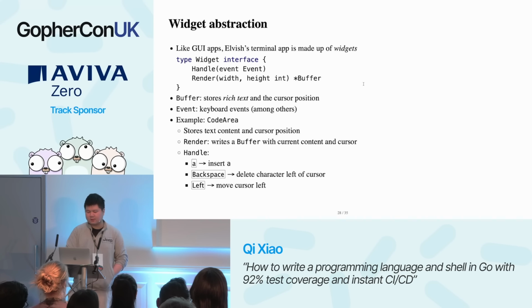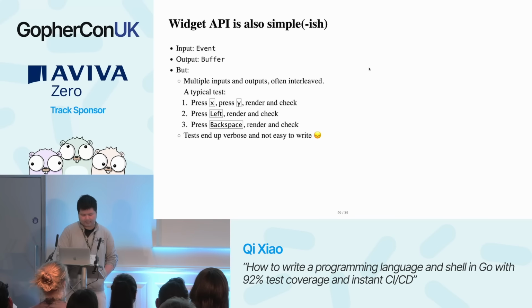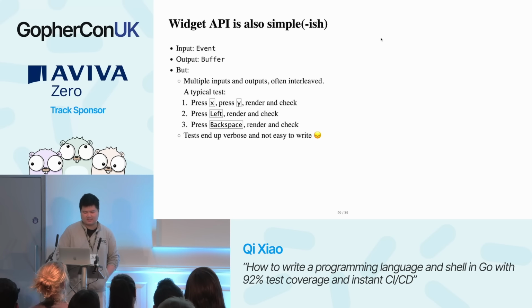All right, so when I talk about testing the terminal app, it's actually a bit hard to test the entire app, so we don't have a lot of tests for that. Most of the tests just target individual widgets. And now let's look at the widget API. It is simple-ish. It's slightly more complex than the interpreter, but it's still simple-ish.